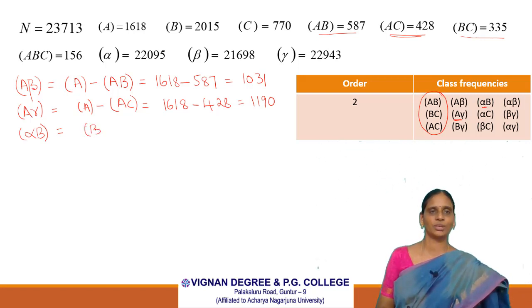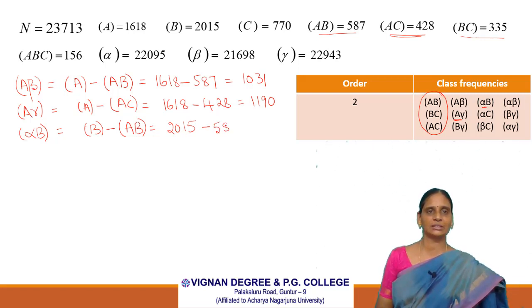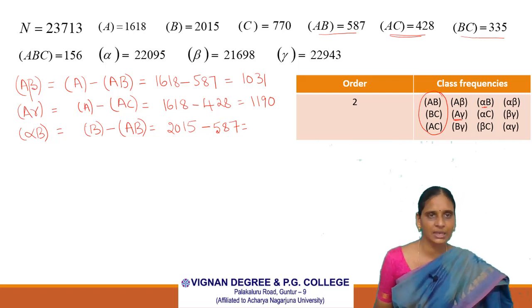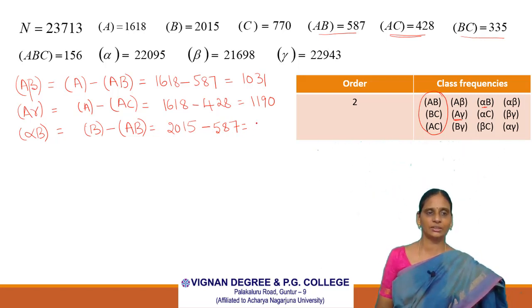So frequency of Bγ is frequency of B minus frequency of AB. Frequency of B value is 2015 minus frequency of AB value is 587. After the subtraction of 2015 minus 587, we get the value 1428.